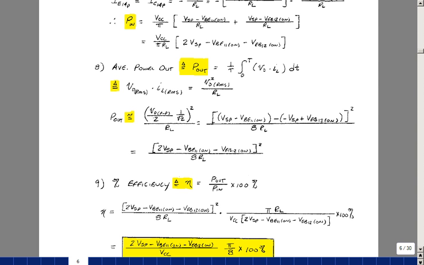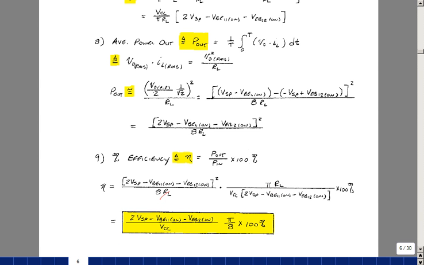Okay, so I'll take the two results together now. So the power out is this expression here. So you write this over here. And the power in is the expression up here. We can just take the reciprocal of that, which has got this expression times VCC, and then the reciprocal of pi over R sub L.